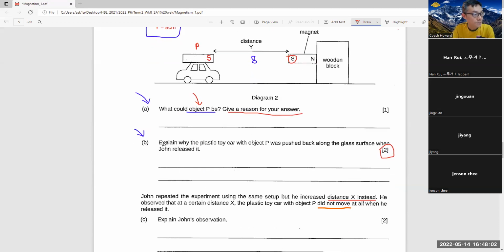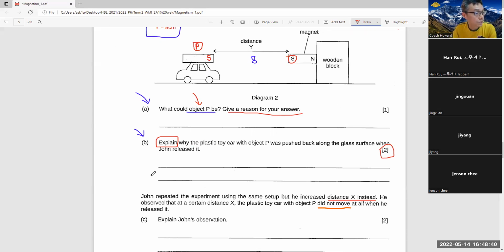And part B, explain why. Can you underline this word, explain, or highlight it? This is 2 marks. Why was the plastic toy of object P pushed back along the glass surface when John released it? So you annotate here, this is south. You should say that the like pole of object P and the magnet face each other, so they repel. This causes the toy car to move away from the magnet.